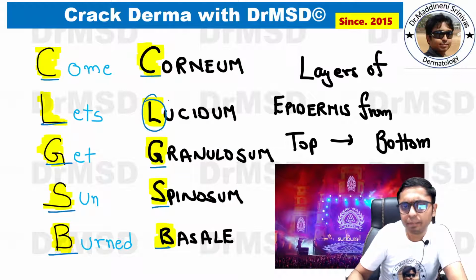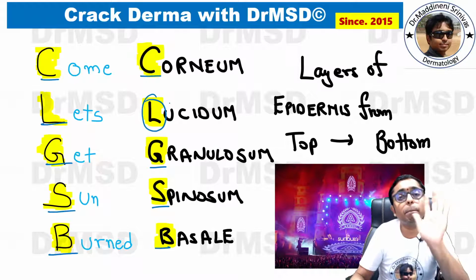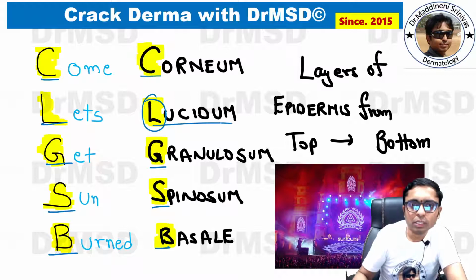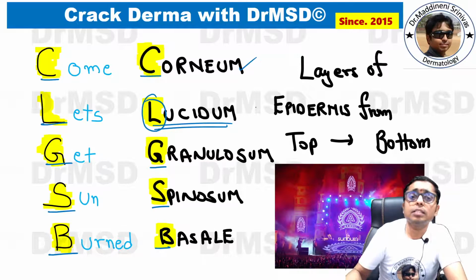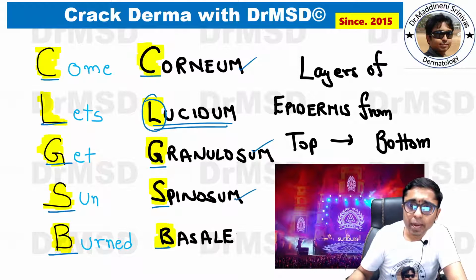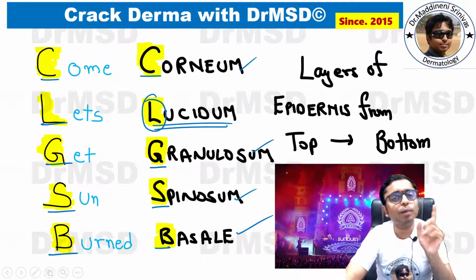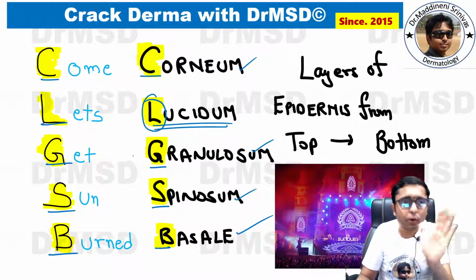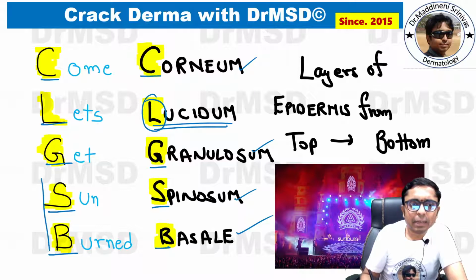Then there is one peculiarity of stratum lucidum. This layer is only present in palms and soles. Otherwise there are only 4 layers in the rest of the body parts: stratum corneum, granulosum, spinosum, and stratum basale. Okay, I hope you can all remember with this mnemonic. So basically, come let's get sunburned.